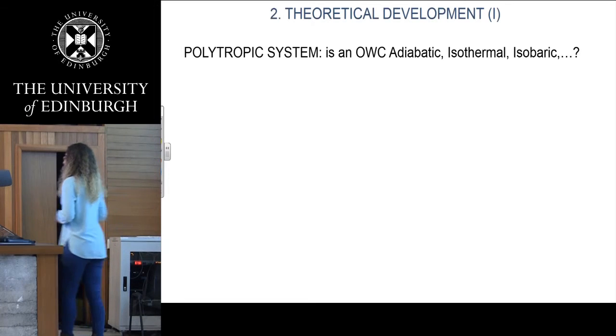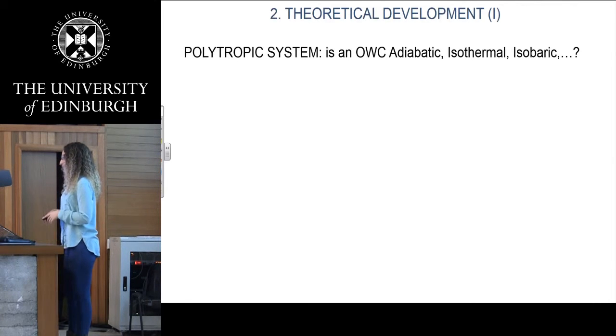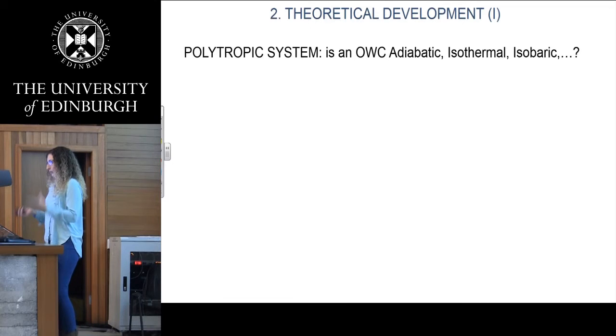Let's start with the theory. I warned you, my thesis is mainly theoretical, I'm sorry. So let's see a bit of equations. The first question I asked myself when I started is, what is my OWC, my chamber? It's going to be a polytropic system. As the word says, it's a system that can take a different form depending on the shape we give to the equations. So it's adiabatic, isothermal, isobaric.